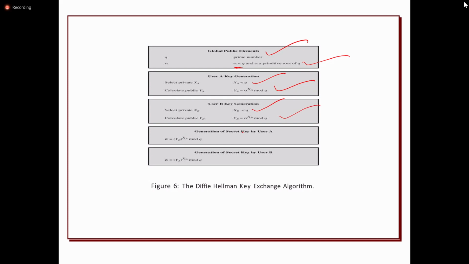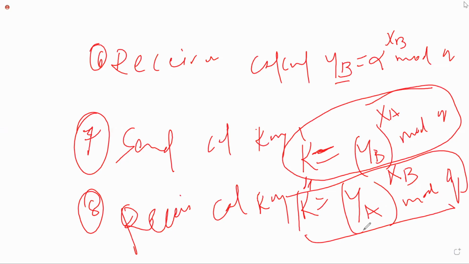After generating the public key of the sender, the sender has to calculate the key. The key formula is K equals the receiver's public key raised to the sender's private key, mod Q. And this is the generation of the key at the receiver side. Suppose we choose some prime number; the problem is that if the prime number value gets large, then obviously the complexity for the attacker will increase.